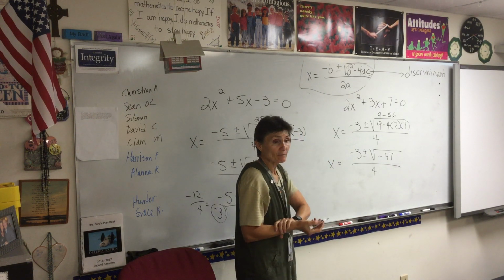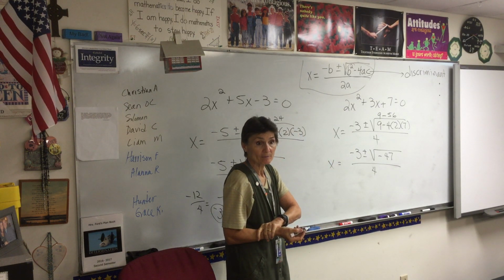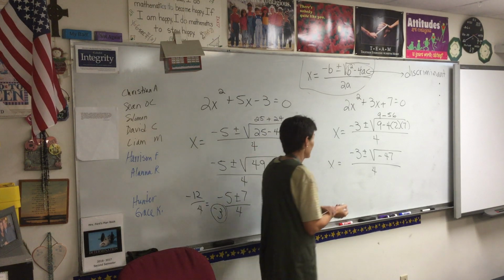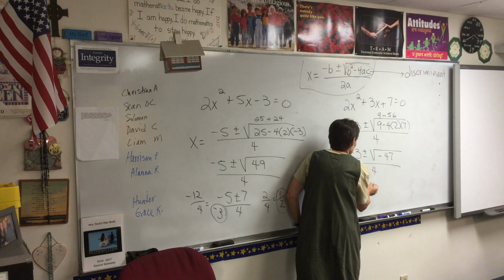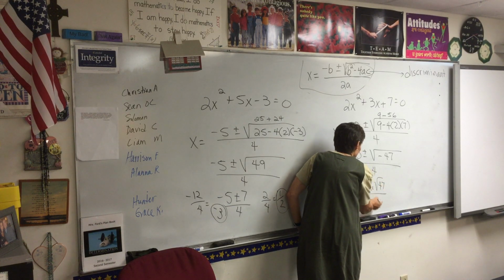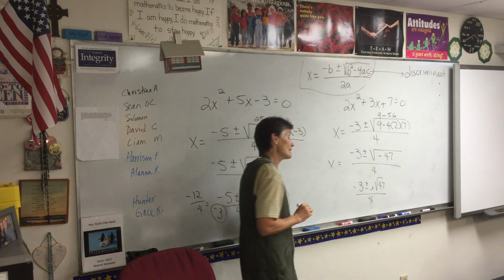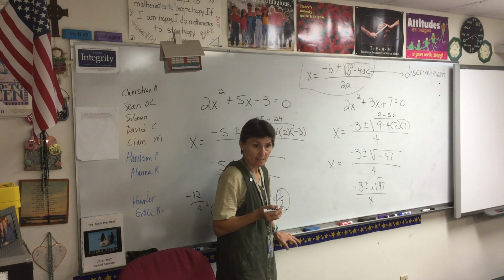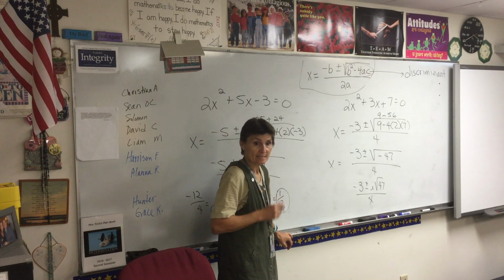And whenever we have the square root of a negative, you pull out the I. So negative 3 plus or minus I root 47. And if the 47 breaks down, you break it down just like you always do, but it doesn't. So that's it.